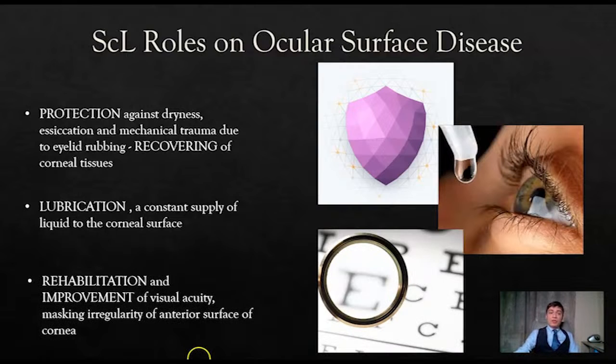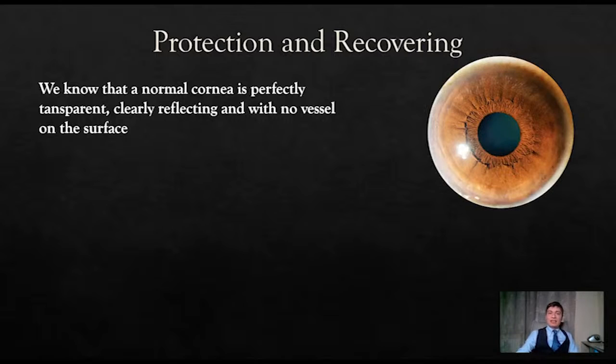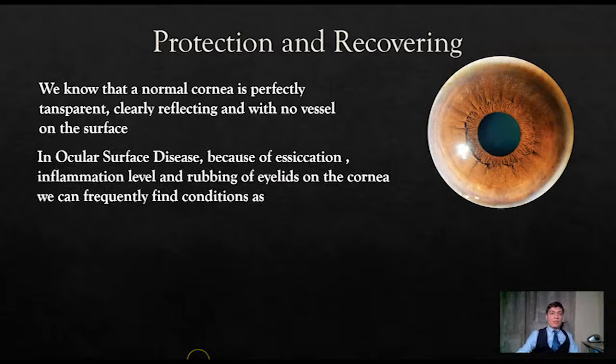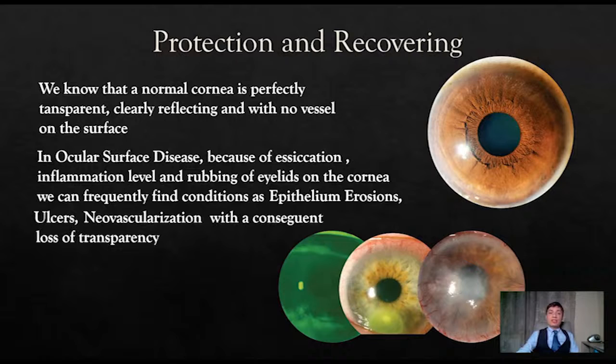Last but not least, we have rehabilitation and improvement of visual acuity. In fact, this kind of lens can mask irregularity of the anterior surface of the cornea. We know that the normal cornea is perfectly transparent, clearly reflecting, and with no vessel on the surface. In ocular surface disease, because of desiccation, inflammation, and rubbing of the eyelids on the cornea, we can frequently find conditions such as epithelium erosion, ulcers, neovascularization, with the consequent loss of transparency.